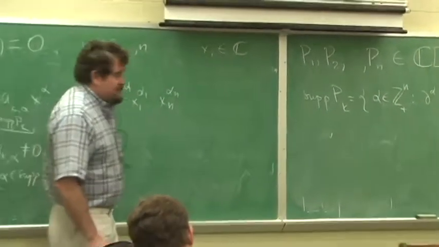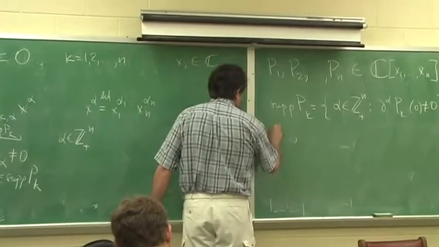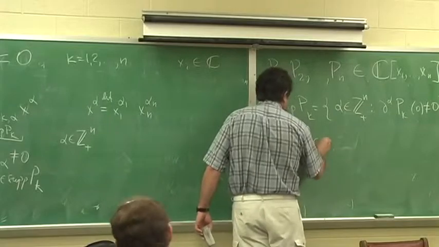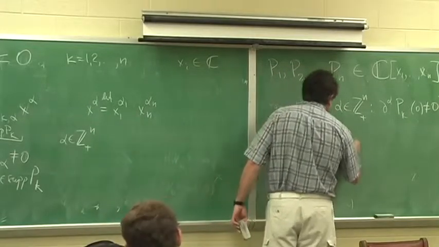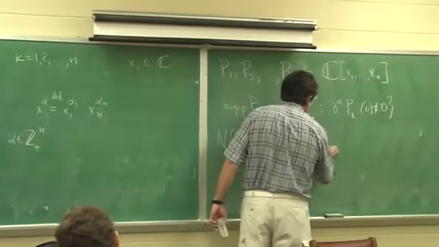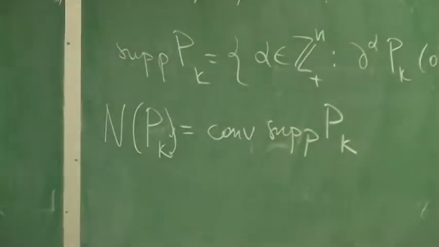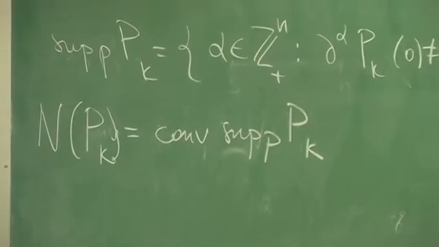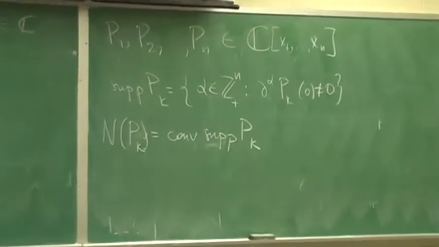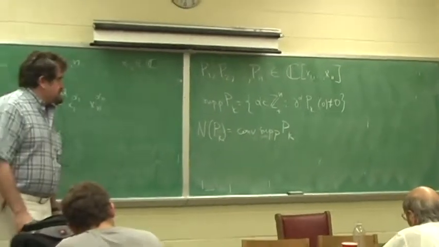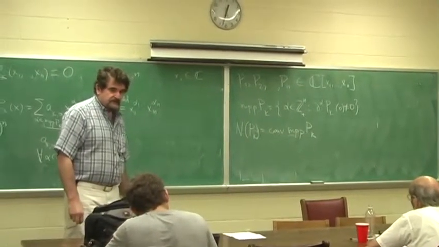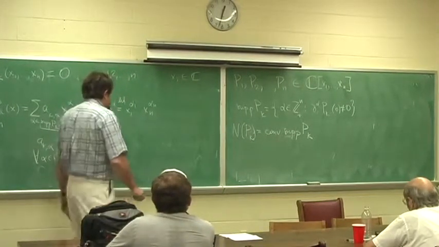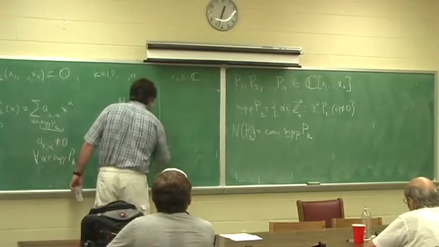Now the Newton polyhedron of pk is the convex hull of the support of pk. It is indeed a polyhedron with vertices at integer points. So it's better to understand this with a simple example.